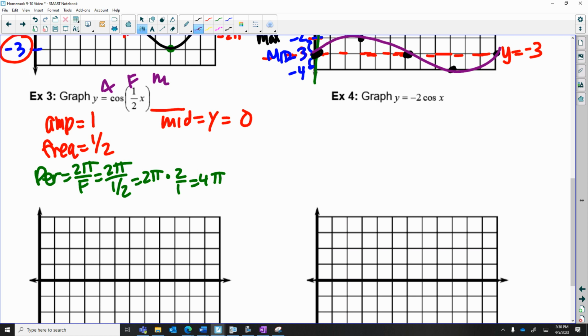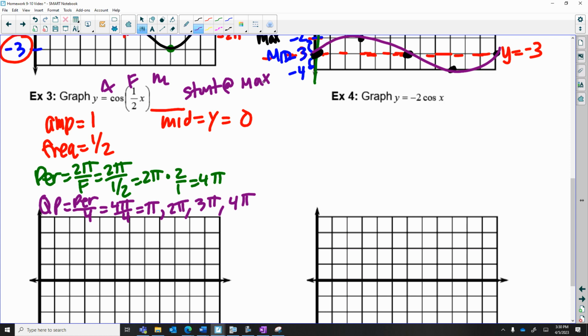And lastly, the quarter points are period divided by 4. So 4 pi divided by 4 equals pi. That means we're counting by pi. So we're going to count 1 pi, 2 pi, 3 pi, 4 pi. All right? So this is a cosine curve. Cosine starts at the maximum, so keep that in mind.